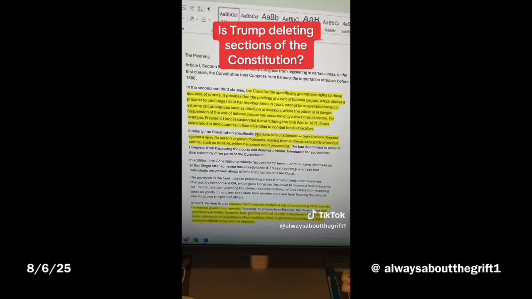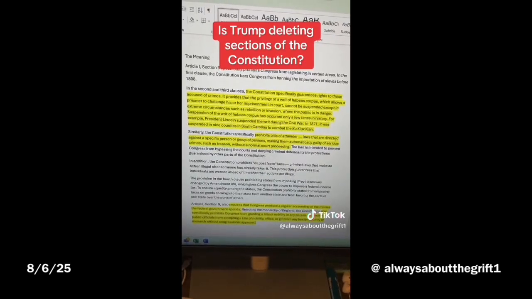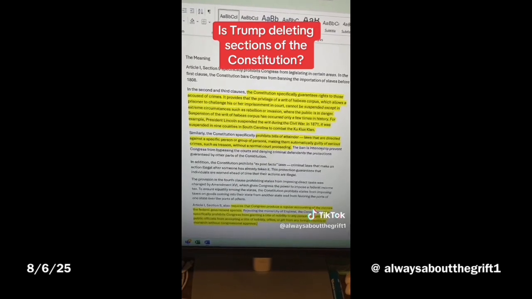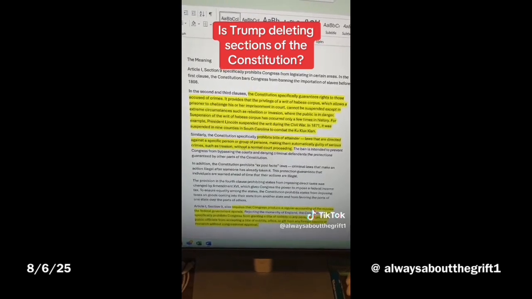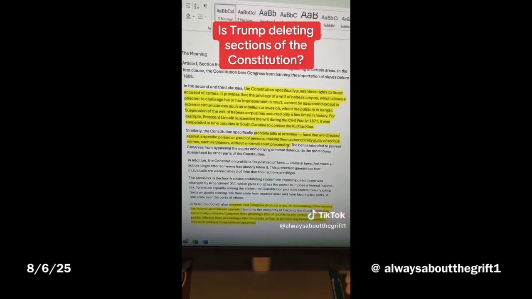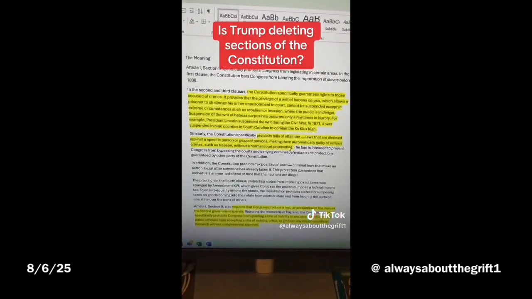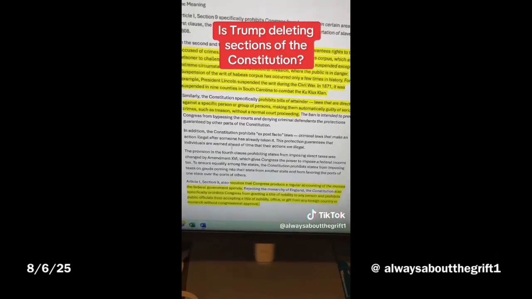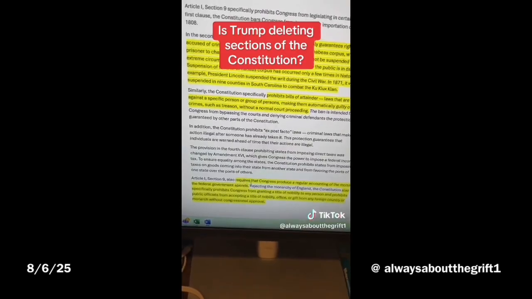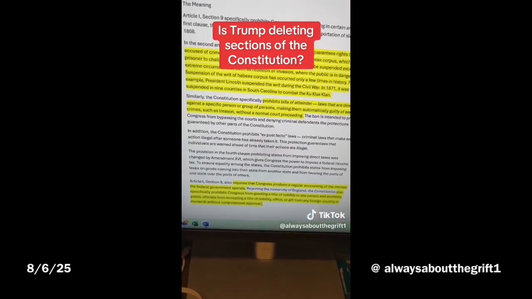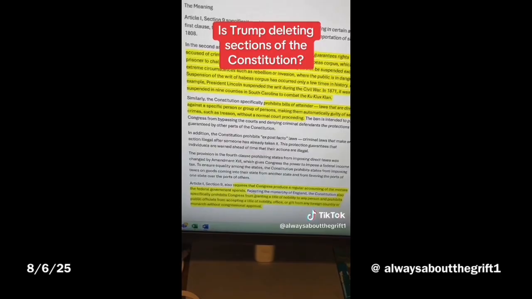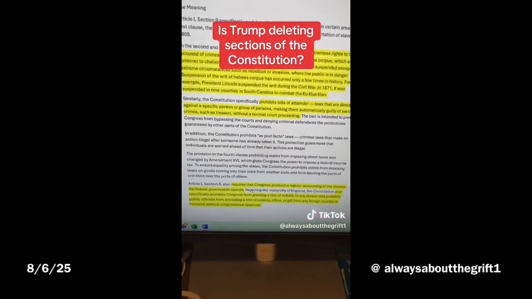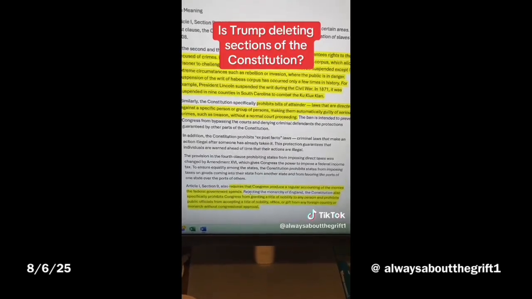This section also prohibits the bills of attainder, which are laws that are directed against a specific group of persons, making them automatically guilty of serious crimes such as treason without a normal court proceeding. Now, that's come up recently because Donald Trump just accused Obama of committing treason. So it's interesting that that is in here. And then there are a few other things, but I want to highlight down here. It also requires that Congress produce a regular accounting of the monies the federal government spends, which, if you've been paying attention, there's been a lot of weird spending going on that is not properly being vetted by Congress.